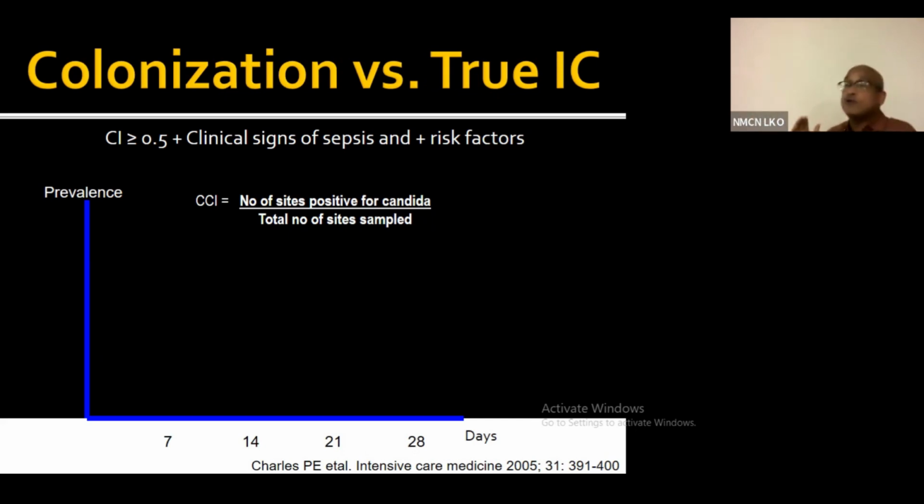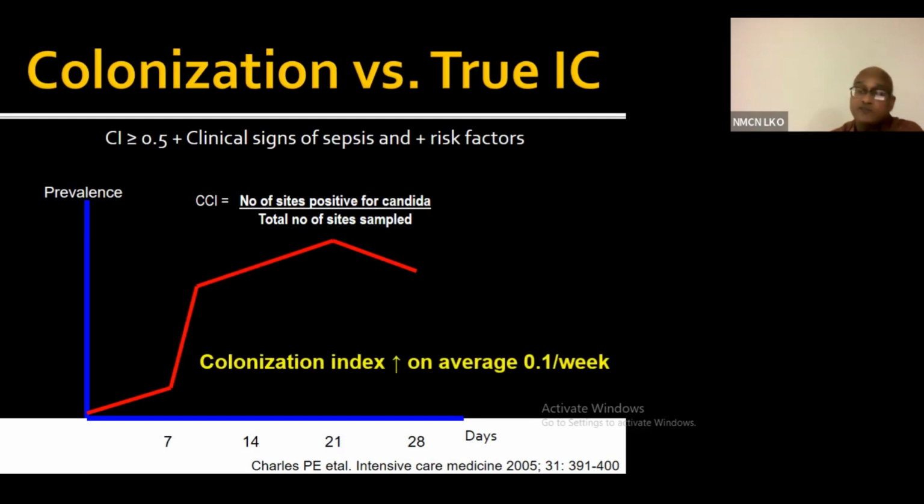If you try and look into that. So people tried to look into colonization. How much actually is he colonized with that? So it is the CCI, which stands for the number of sites which are positive for candida, divided by the total number of sites which are sampled, and the rate of increase, it is believed, is on an average 0.1 per week. So every week he stays inside the ICU, it will jump by 0.1. And the higher it is, the more chance this patient will convert from being a colonizer to a pathogen. So only sicker patients will get even worse with this.